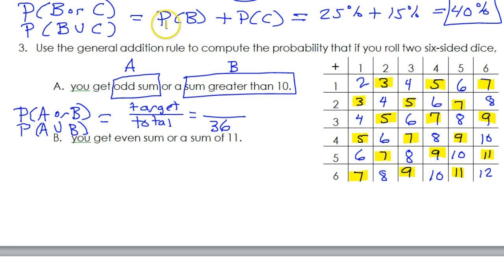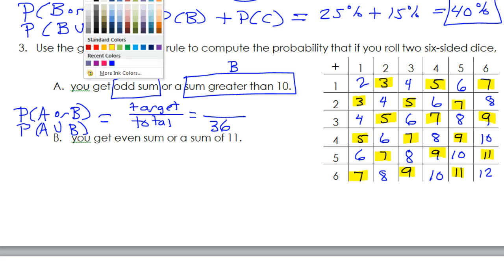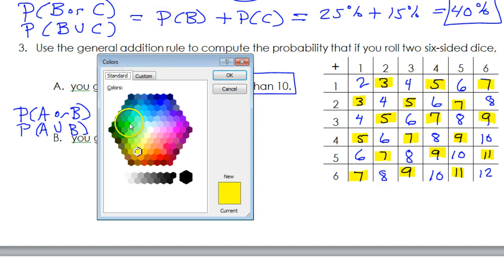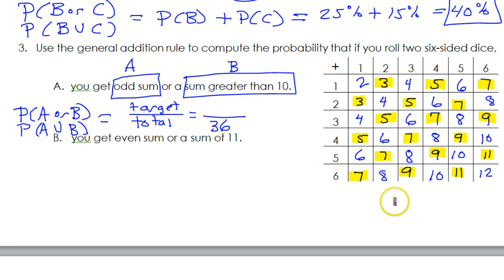But we also are allowed to pick ones that are greater than 10. Let me pick a different color. So, greater than 10. Well, these two are greater than 10, but we already got them. So there's only one more that's greater than 10 that we don't already have, and that's 12. So we need to add that in. Now all of the ones that we have highlighted are the targets.